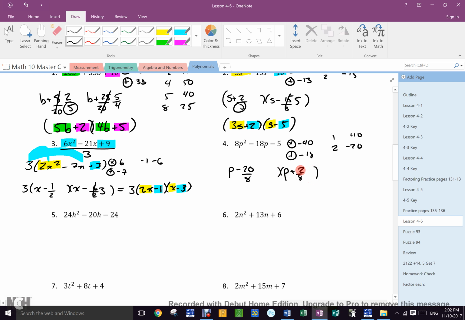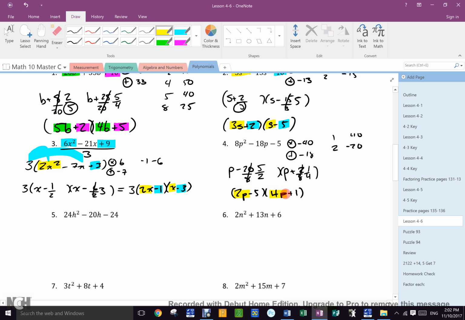And then what do I do with the fractions? Simplify. What's that one? 5 over 2. What's that one? 1 over 4. What do you do with the denominators? Put them in front. 2p minus 5, 4p plus 1. And then I check.